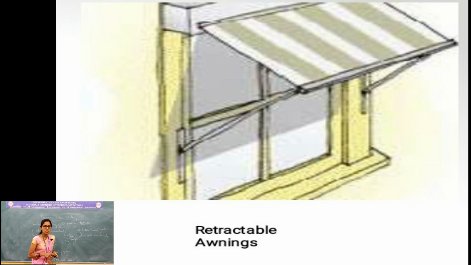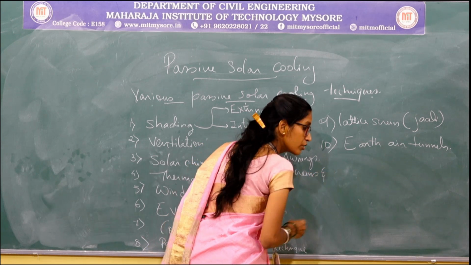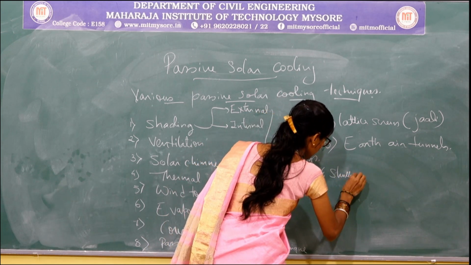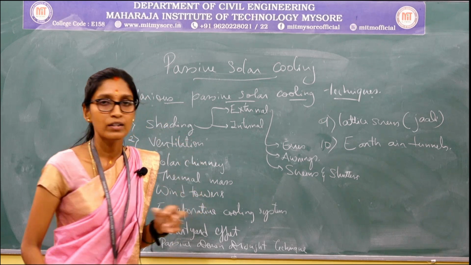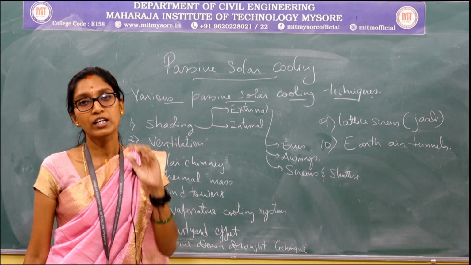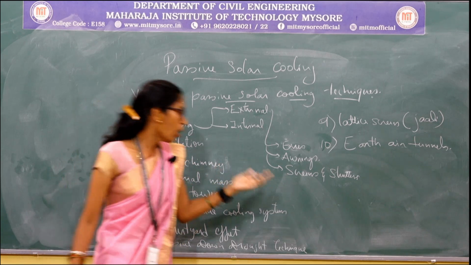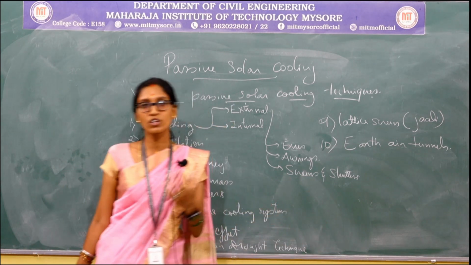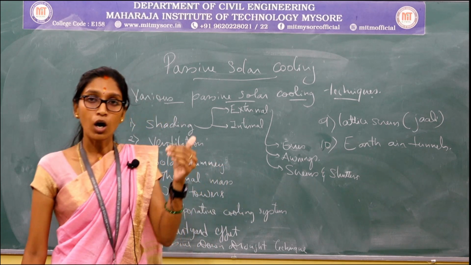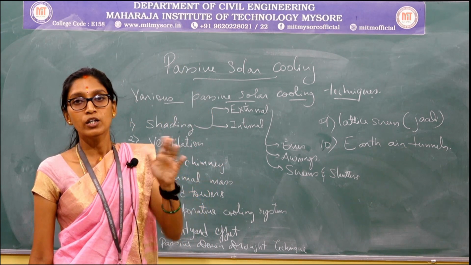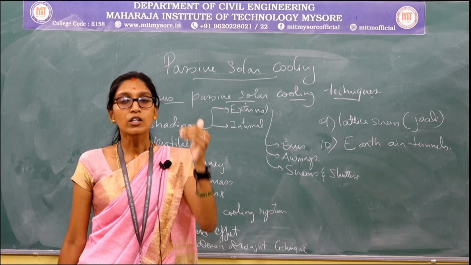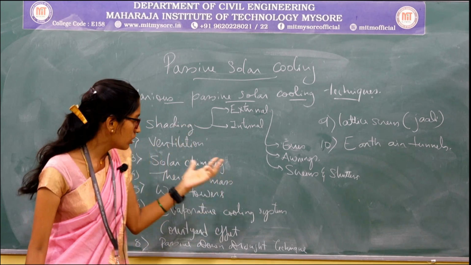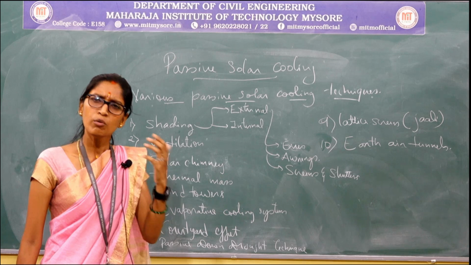Now what next? By using screens and shutters, you can again provide the cooling effect or shading in a particular building. Obviously you might have seen these screens or shutters provided at the outer end in order to prevent the entry of hot air or solar radiation into a building. So these are majorly utilized in most buildings.